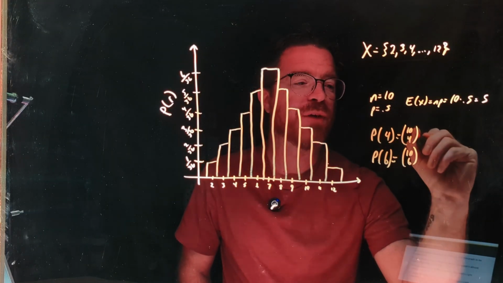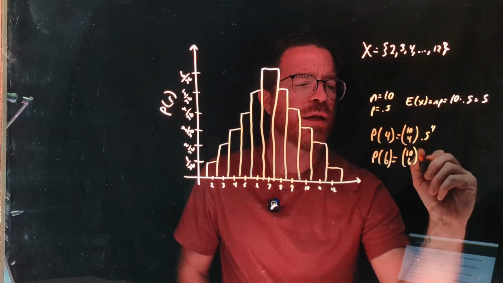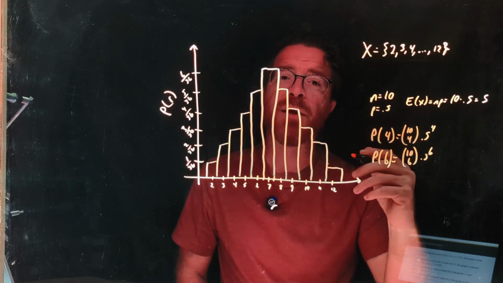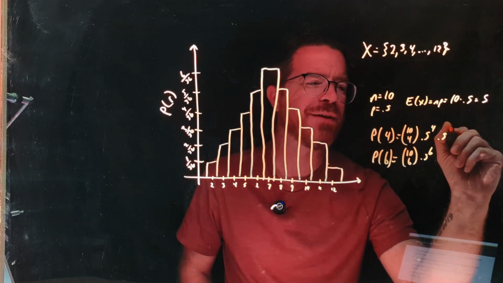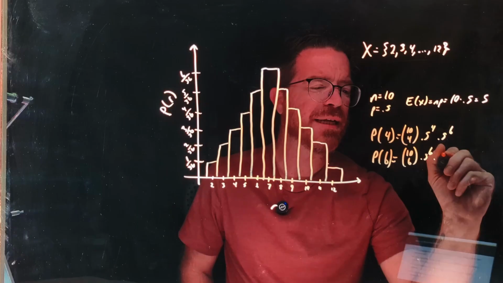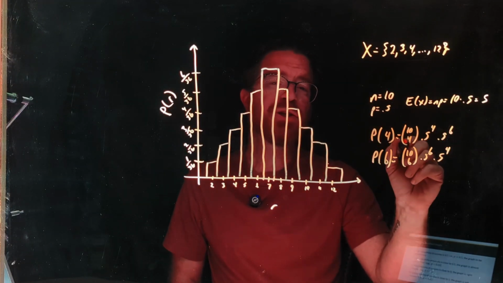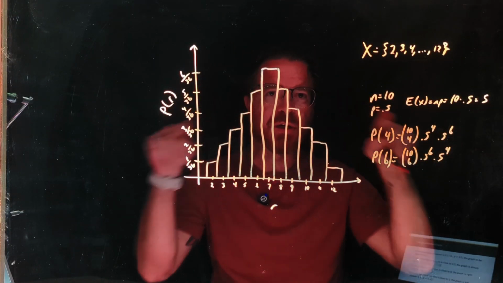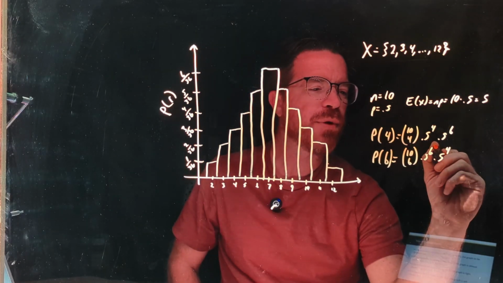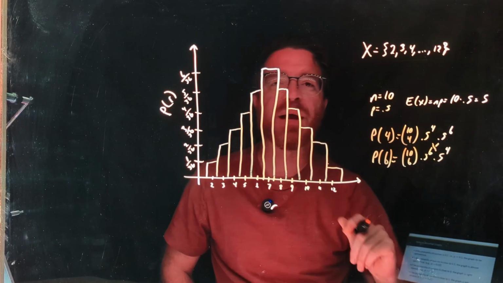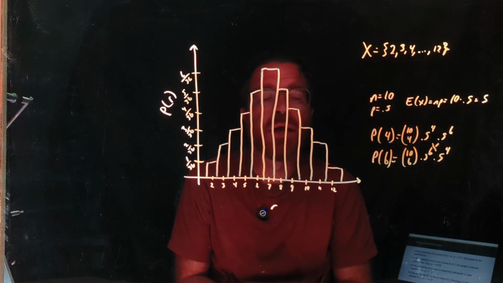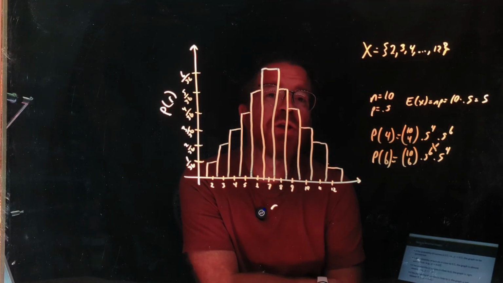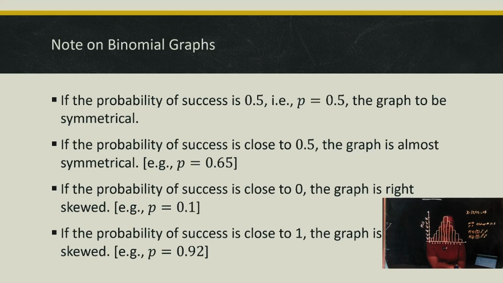Because my probability of success is 0.5, this would be 0.5 to the 4th, and this would be 0.5 to the 6th. My probability of failure, though, is also 0.5. So if I have 4 successes, that means out of my 10, I have 6 failures. If I have 6 successes, that means out of my 10, I have 4 failures. Well, 10 choose 4 and 10 choose 6 are the same, because like I told you, they go down equidistant. But also, 0.5 to the 6th power and 0.5 to the 4th power are the same, because you have a probability of success that is the same as your probability of failure. So if your probability is equal to 0.5, you will have a symmetric histogram for your binomial probability distribution.